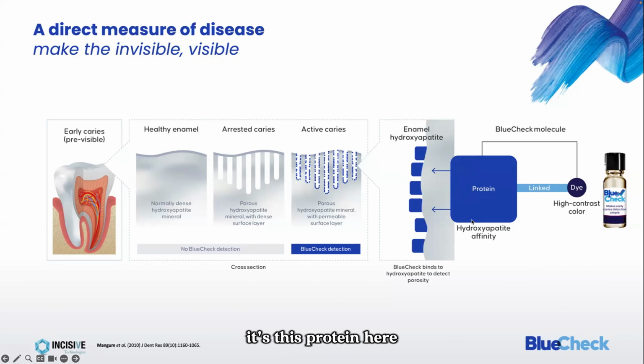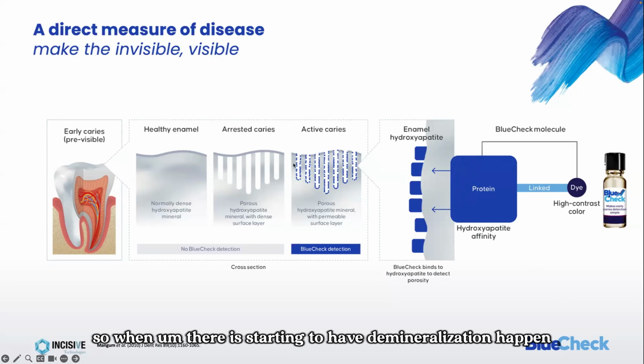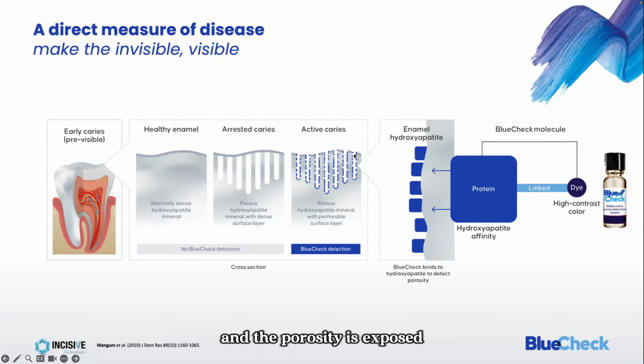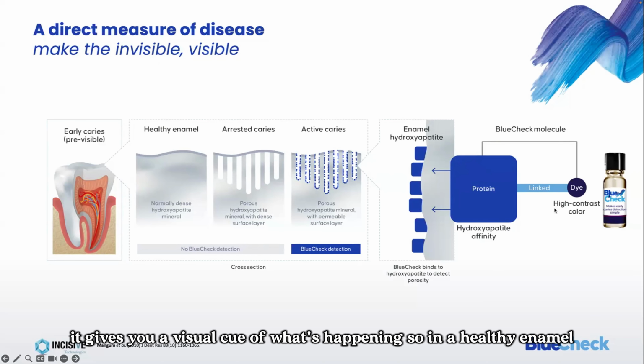It's this protein here. So when demineralization starts to happen, this surface layer starts to break down and become permeable, and the porosity is exposed. There are exposed hydroxyapatite crystals. And because this protein has an affinity there, it binds to those areas. And with the help of that dye, it gives you a visual cue of what's happening.